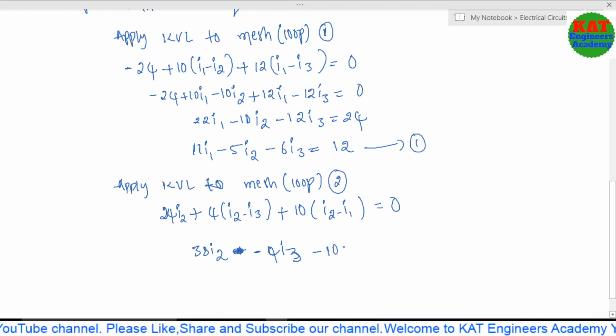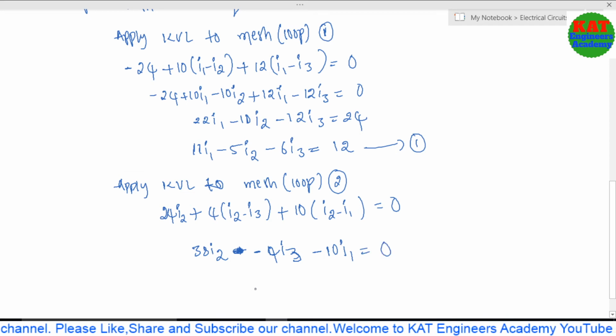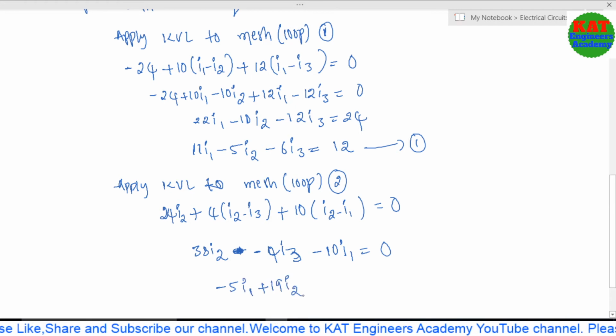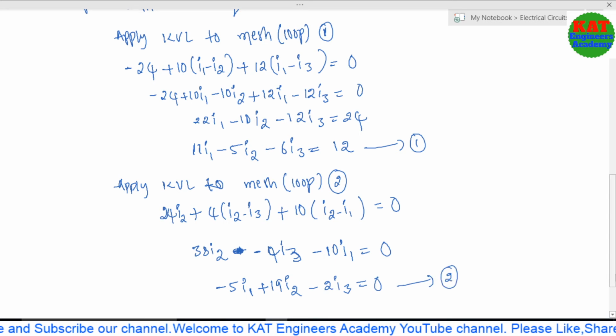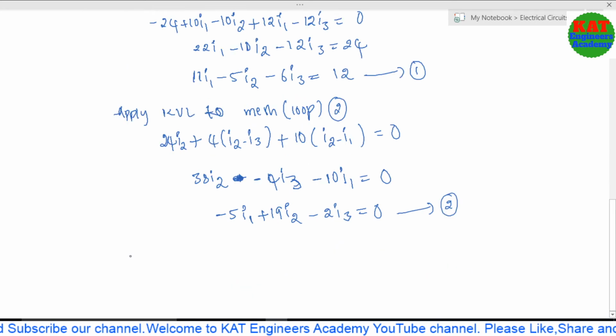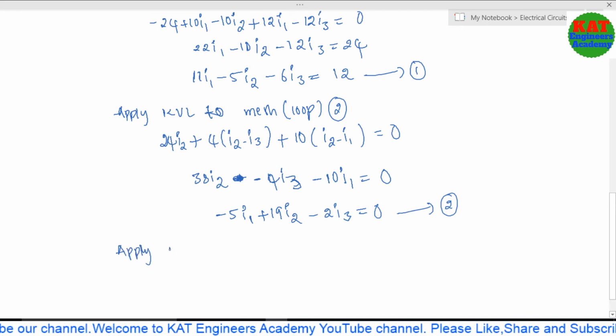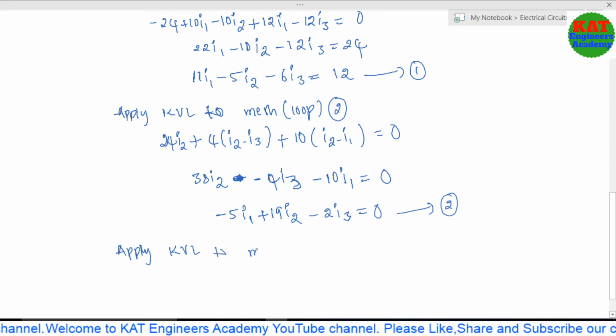Equal to 0. So finally, by simplifying this equation, you take the 2 as common. Finally we get minus 5 I1 plus 19 I2, next minus 2 I3 equal to 0. Now I will consider this equation as the second equation. Let's go for loop 3. So apply KVL to mesh 3.